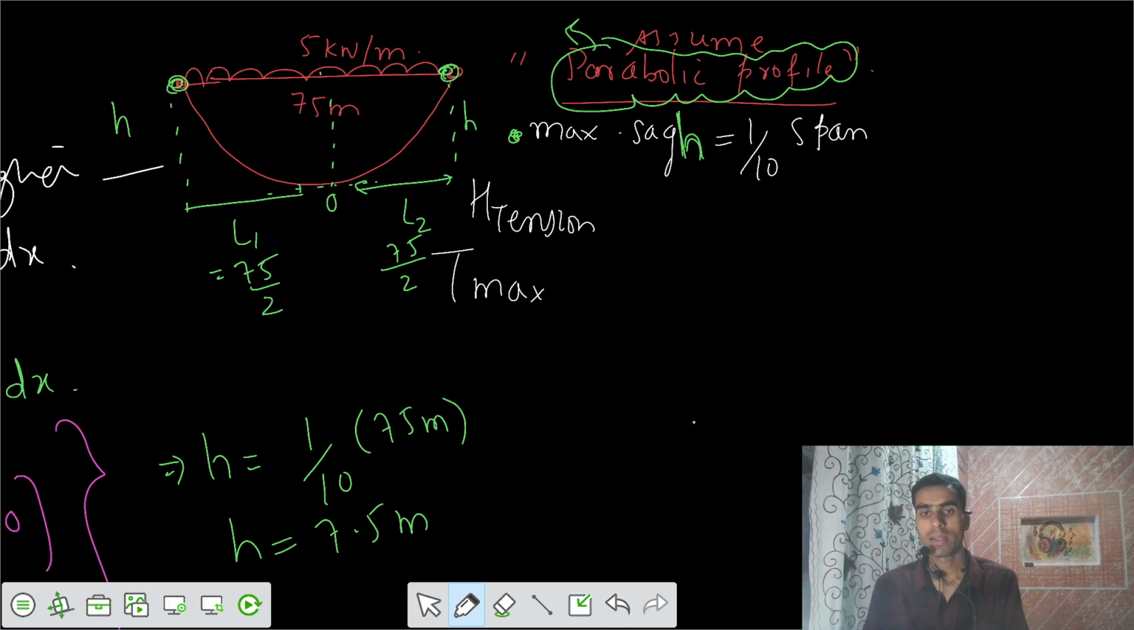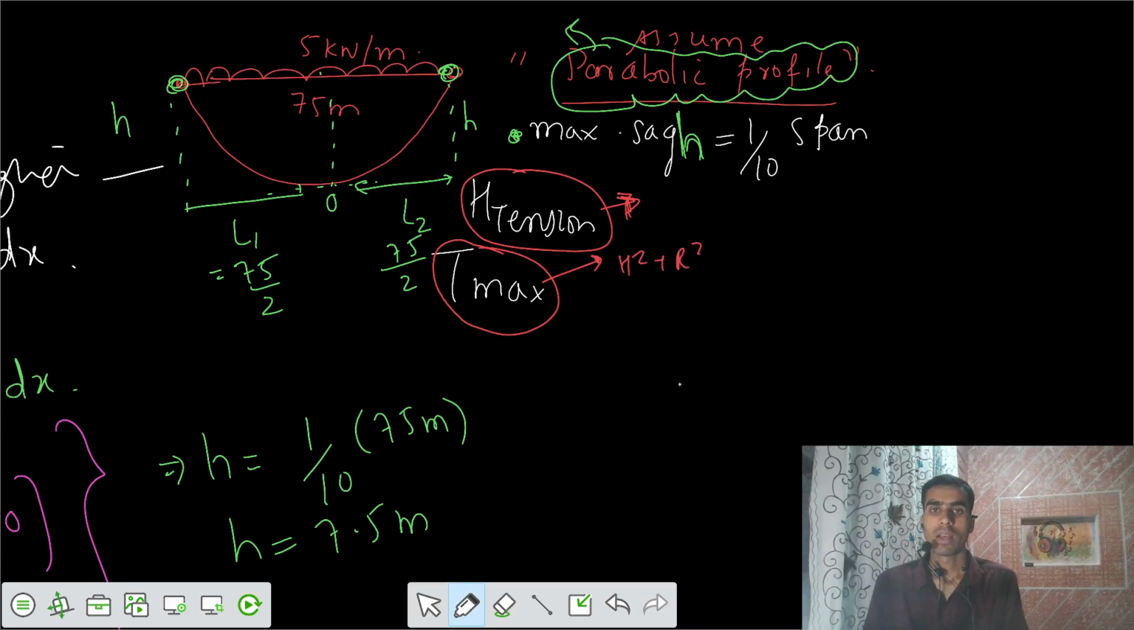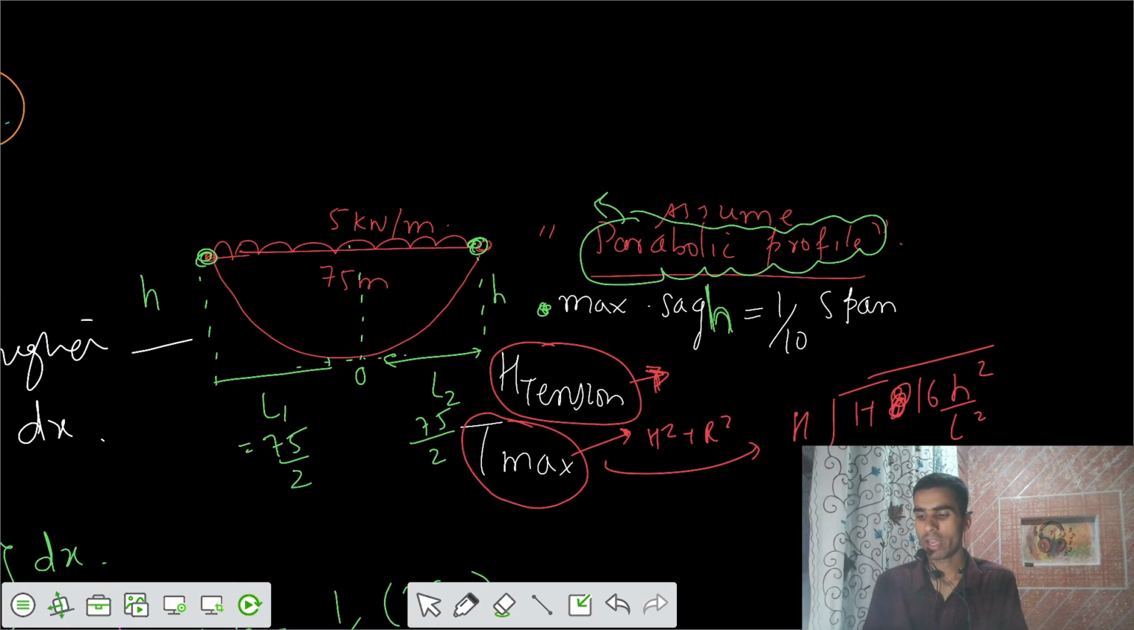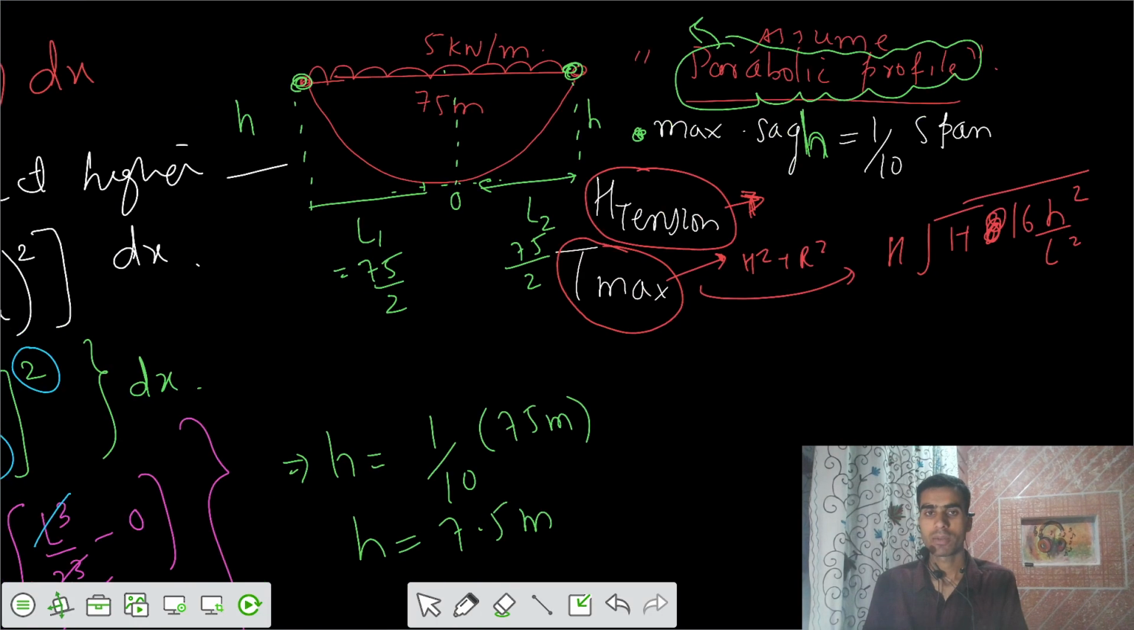Now we need to get the horizontal tension and the maximum tension. This is the horizontal component of the tension, and this is the Tmax we can have. This is actually the square root of H square plus reaction square. Then we have for this equation, H times the root of 1 plus 16 times S square by L square. This is the equation for that. Now we need to get the value of H. Can you get the value of H?